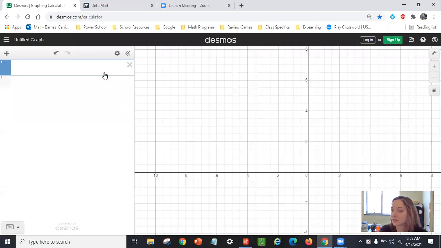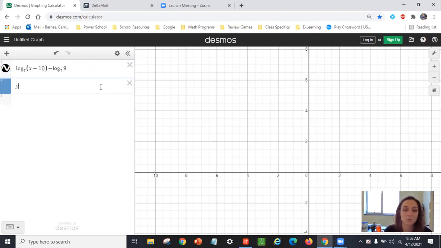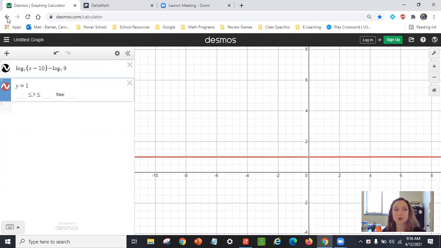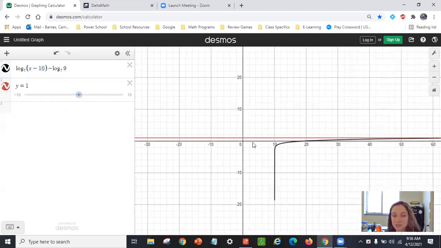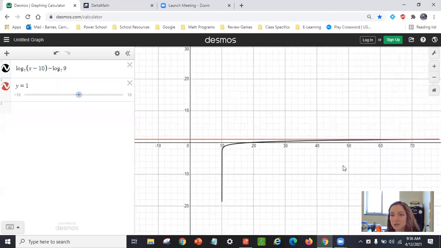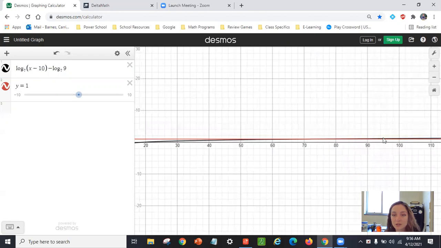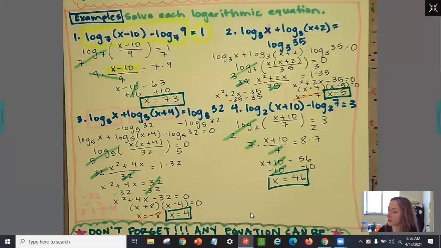So let's go to Desmos. I'm going to type in log base 7 of x minus 10 minus log base 7 of 9. And then we're going to have y equals 1. Okay, so I want to see where this expression is equal to 1. So I'm going to zoom out and see if these guys ever intersect. You can see that they're starting to get closer and closer over here. If you click on the lines, you can see a little gray point. This is their intersection and the x value is 73, which is exactly the answer that we got on our paper here.